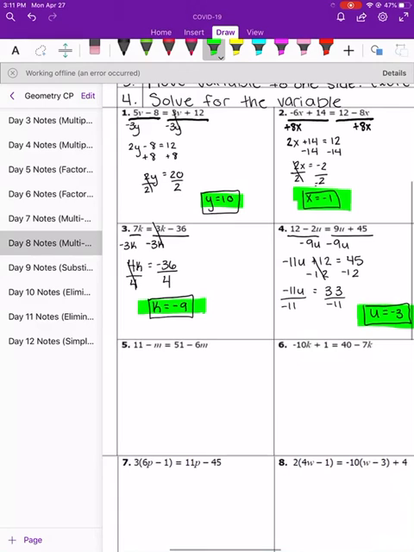So I want you guys to try 5 and 6 on your own. Go ahead and pause the video and try these. I'm just going to be putting the answers down, so it's a good way to check your work. For 5, you guys should get that m equals 8. And for 6, you guys should get that k equals negative 13.